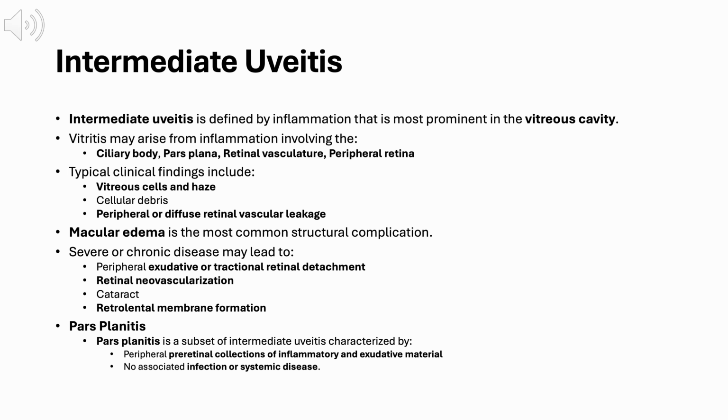One important subset to know is pars planitis, a form of intermediate uveitis defined by peripheral preretinal collections of inflammatory and exudative material with no associated infection or systemic disease. So pars planitis is by definition the idiopathic version.